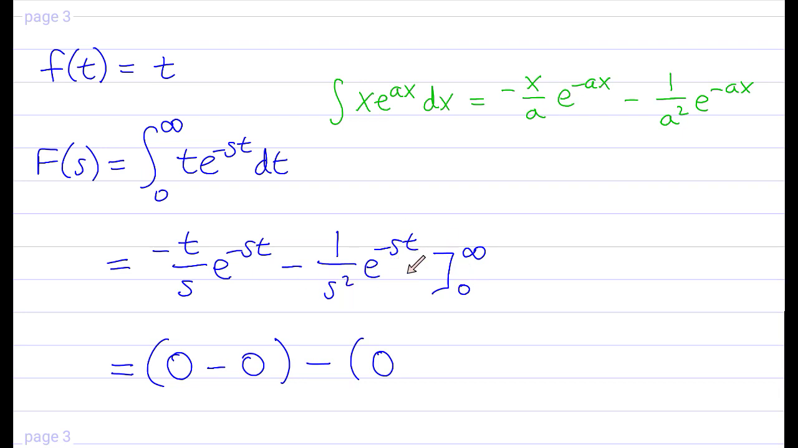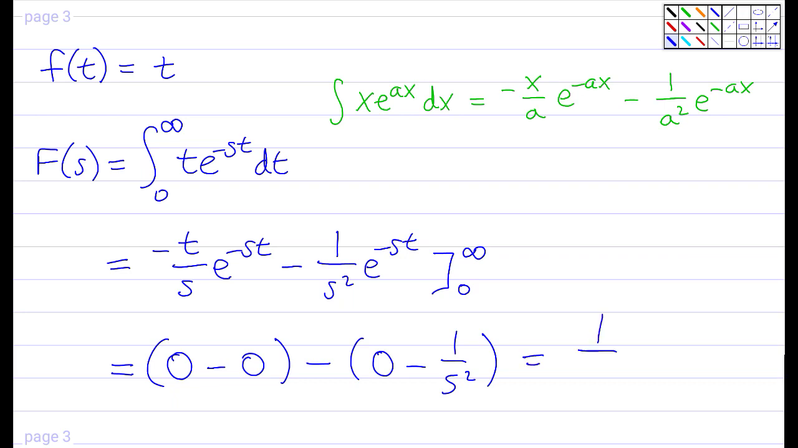This term, e to the minus st, becomes 1. So I get just minus 1 over s squared. So I get my answer, 1 over s squared. s has got to be bigger than 0. Otherwise, this function just becomes infinite as t goes to infinity. So the Laplace transform of the function t is 1 over s squared. We're adding to our library that we're going to use when we solve differential equations.